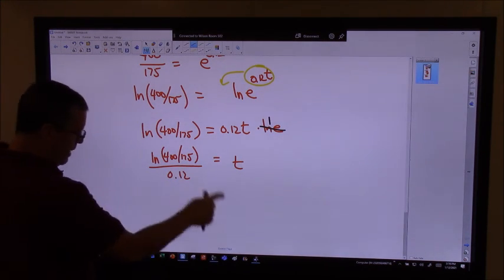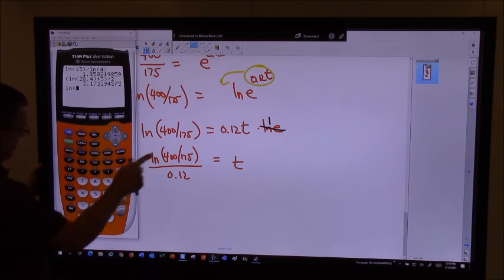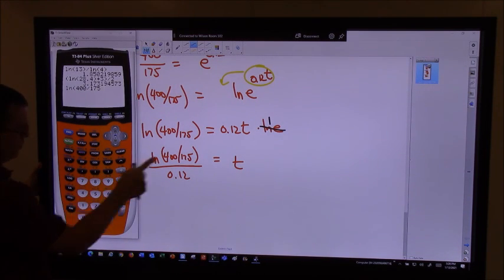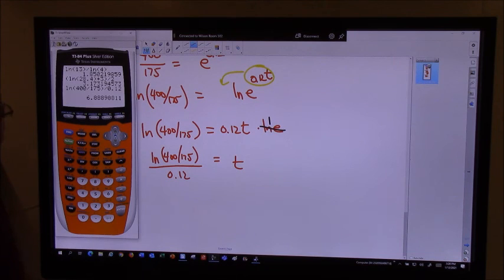All right, so now I'll hit the calculator buttons. I've got natural log of 400 divided by 175, close parenthesis, and then divide that whole thing by 0.12. And there's what I got, 6.889.